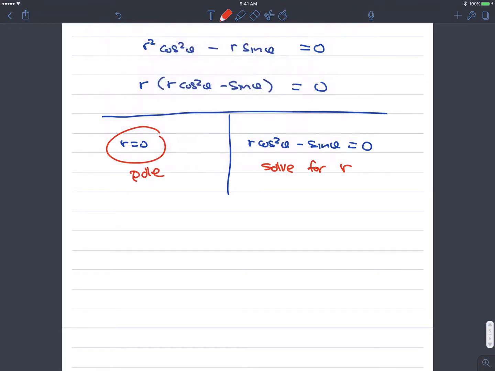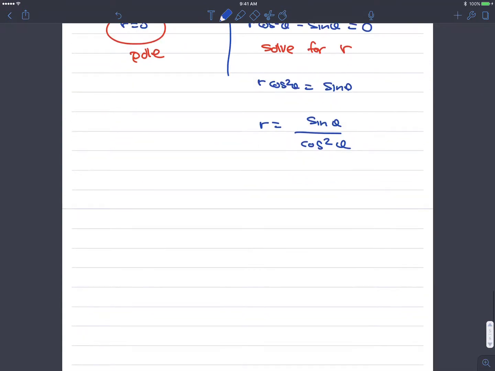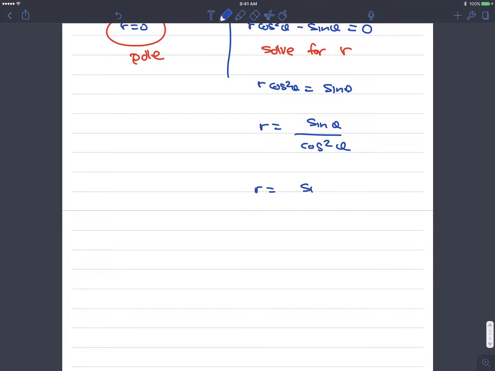Okay, again, somewhat trivial, but okay. Let's solve for r here. R cosine squared theta is sine theta, and r here will be sine theta over cosine squared theta. What's the reciprocal of cosine squared? Anybody know? Isn't this going to be what? Maybe secant theta squared?